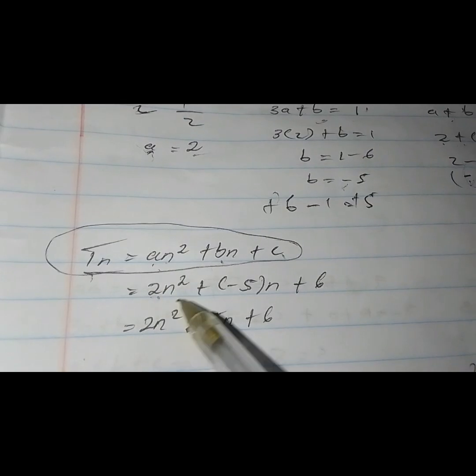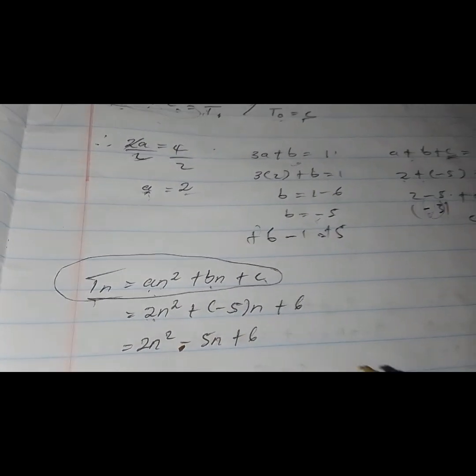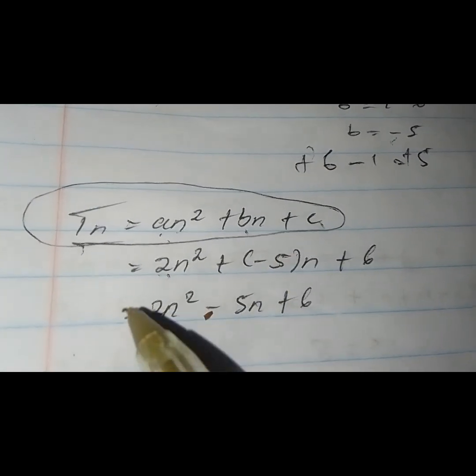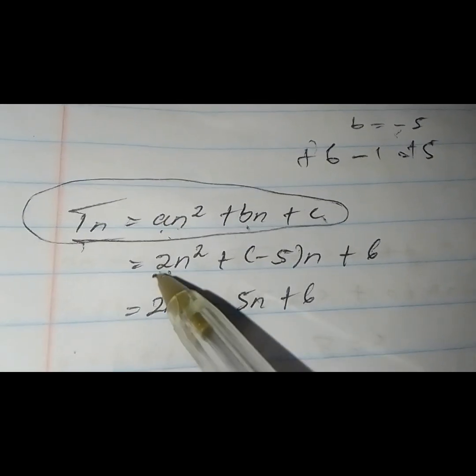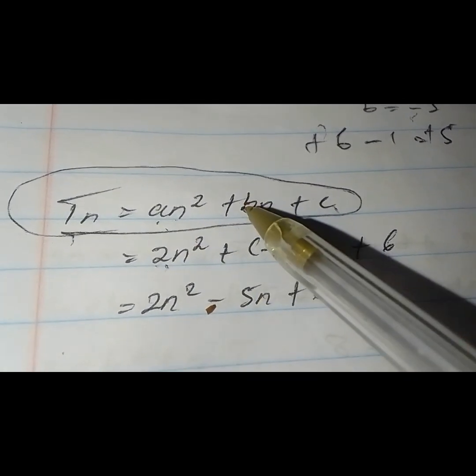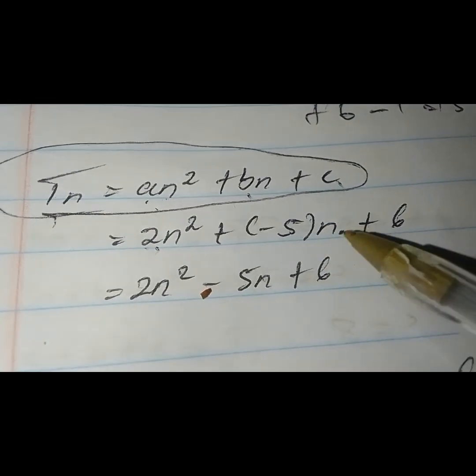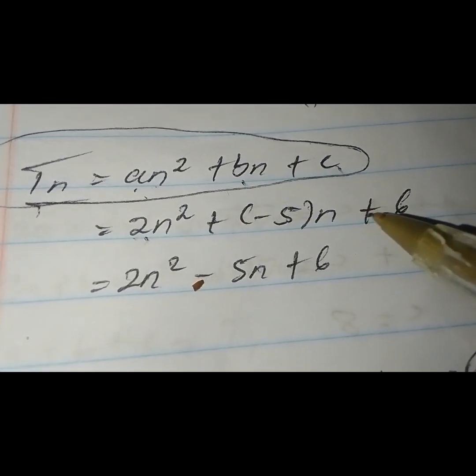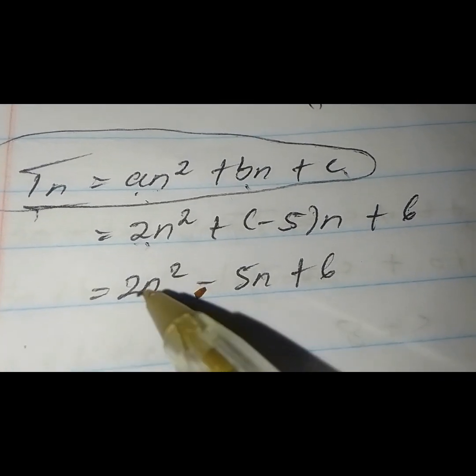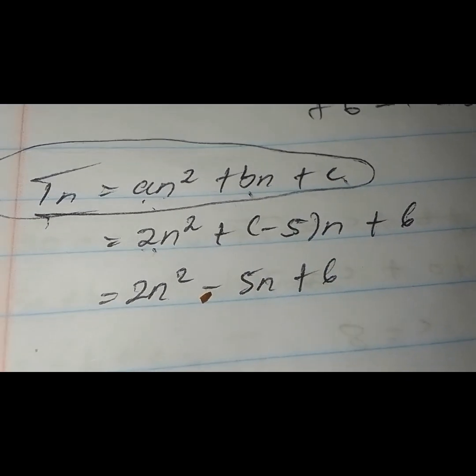This n, just leave n alone, guys. You leave n alone, because we were asked to determine the general formula. You feel me? So in place of a, you put 2n squared, ne? Plus, in place of b, you put negative 5 multiplied by n. You leave n. So then plus your c is 6. We found 6, ne? So then it's equal to 2n squared minus 5n plus 6.